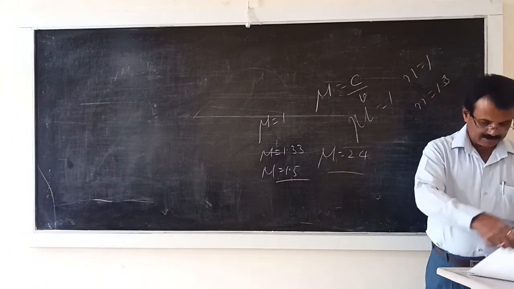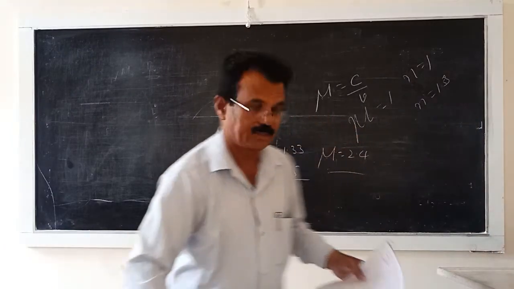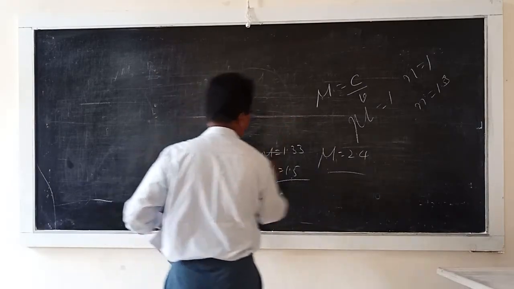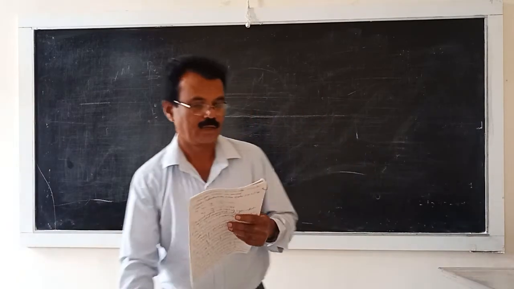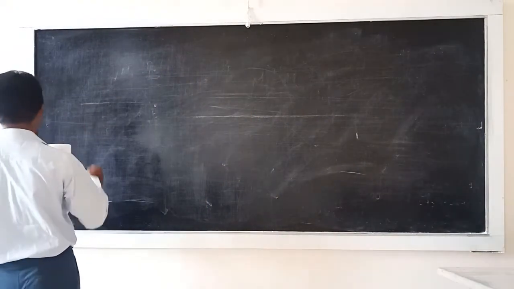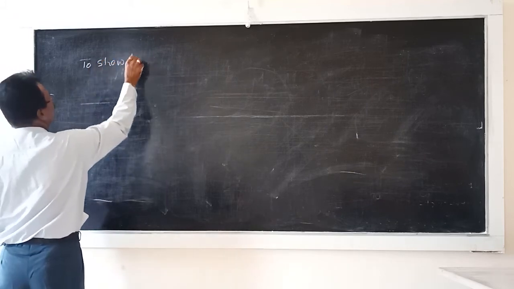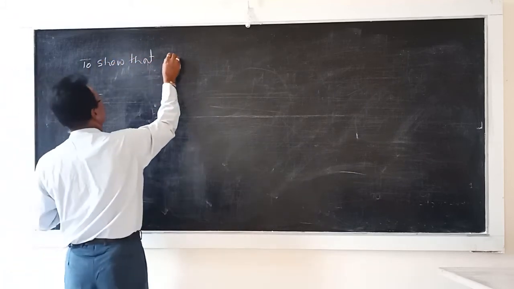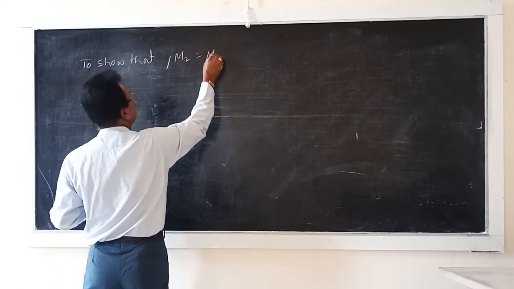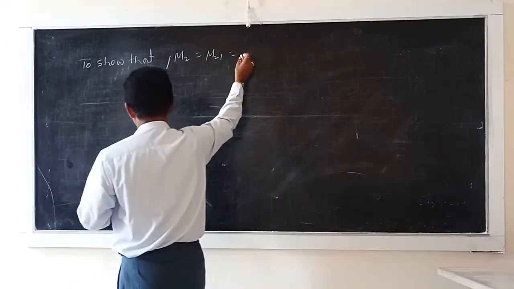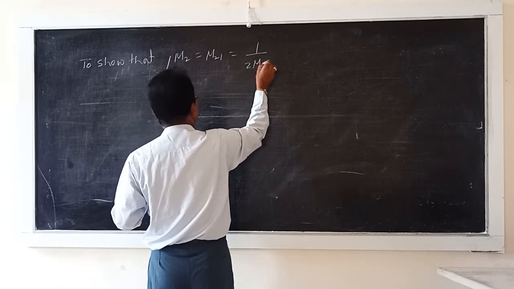Next, we look at an important result. To show that mu 21 is equal to 1 by mu 12.